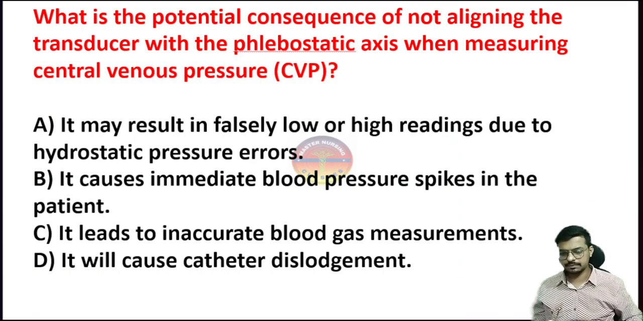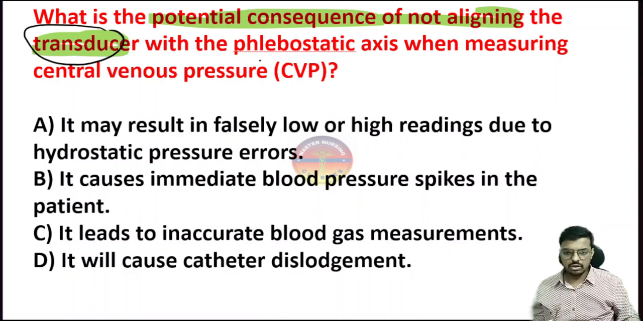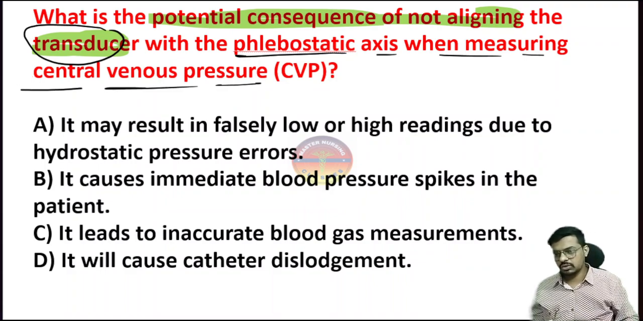So the next question is here. What is the potential consequence of not aligning the transducer with the phlebostatic axis when measuring the central venous pressure? So what is happening here? We are measuring the central venous pressure.